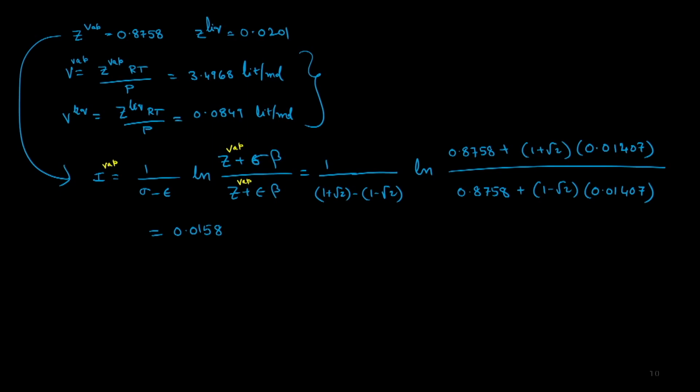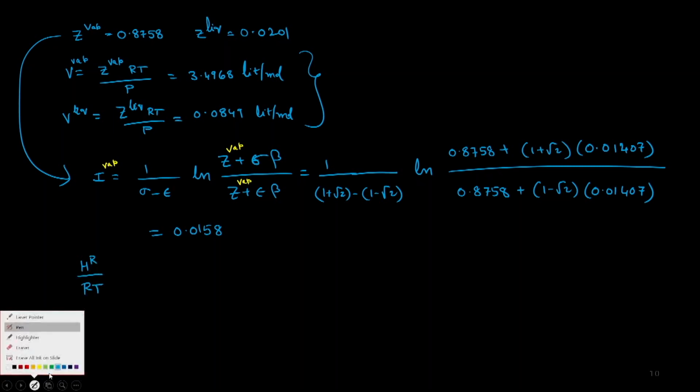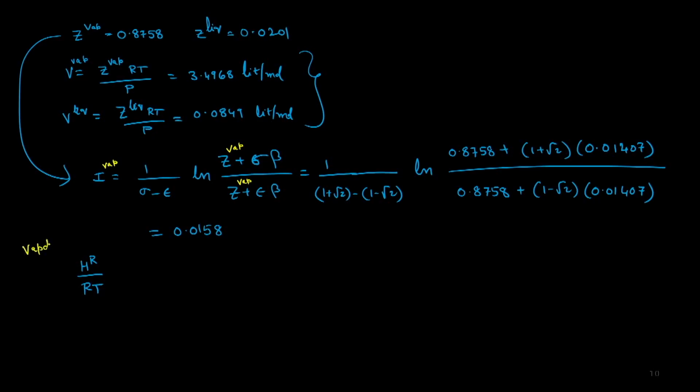And once I have I vapor, I can go back and calculate HR by RT, remembering that this is the calculation for the vapor phase. If I want it for the liquid phase, I can do a similar exercise but involve the liquid compressibility factor. HR by RT is Z minus 1 plus negative of zeta square root of TR over alpha minus 1 times QI. And if I plug in all the numbers I have, what I end up with is negative 0.3364. This is HR over RT.